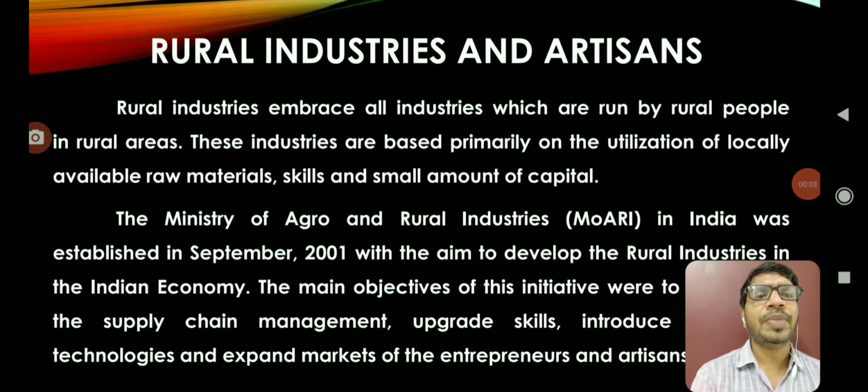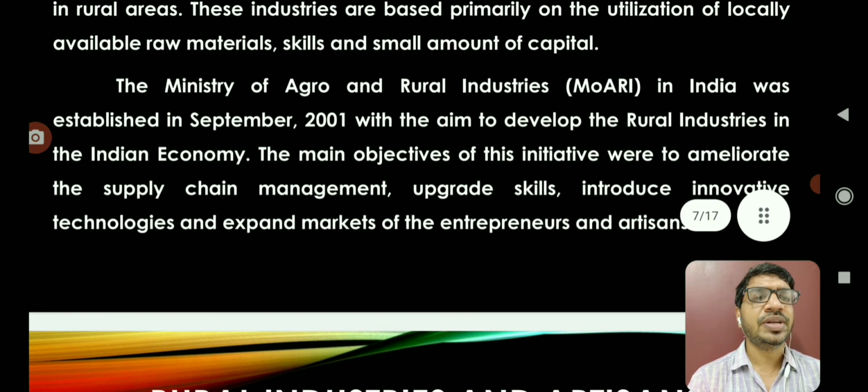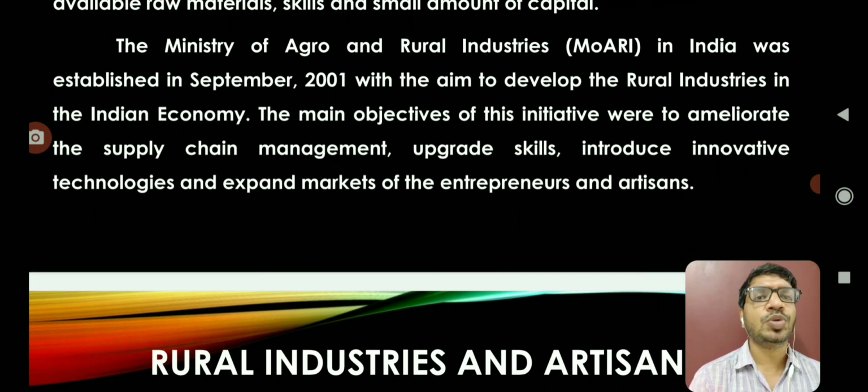Rural industries embrace all industries which are run by rural people in rural areas. These industries are based primarily on the utilization of locally available raw materials, skills and small amount of capital. The Ministry of Agro and Rural Industries in India was established in September 2001 with the aim to develop the rural industries in the Indian economy. The main objective of these initiatives was to ameliorate the supply chain management, upgrade skills, introduce innovative technologies and expand markets of the entrepreneurs and artisans.